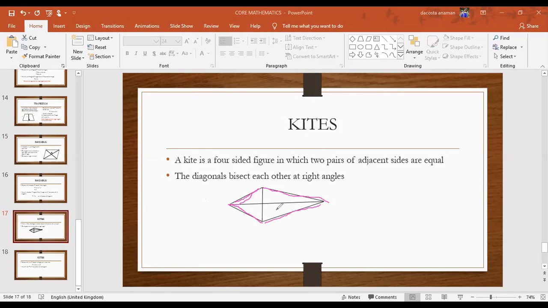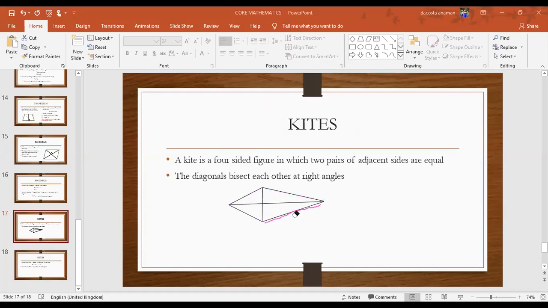Now the diagonals bisect each other at right angles, that means 90 degrees. Then they also bisect their angles like the rhombus does. I didn't add that one. Okay, so that's a kite for you.